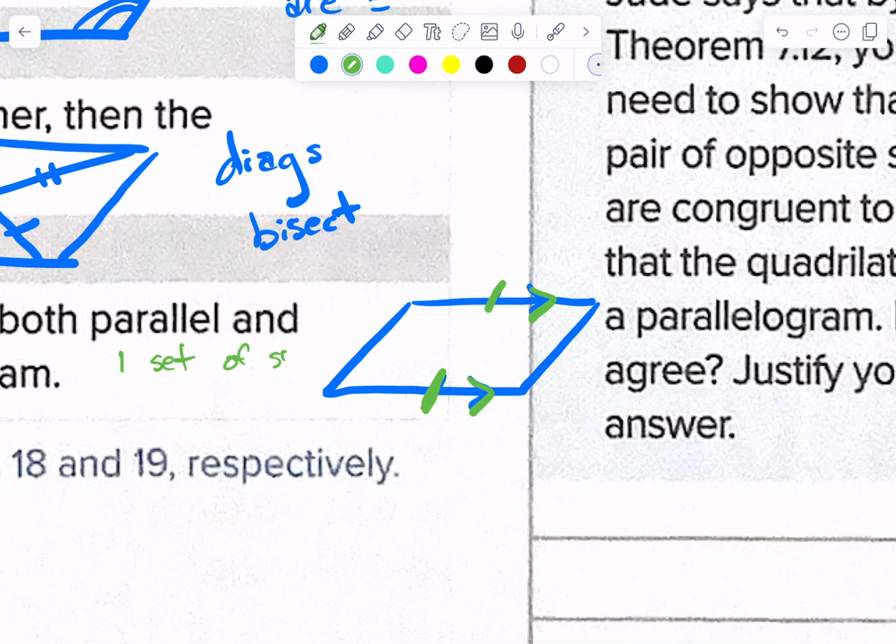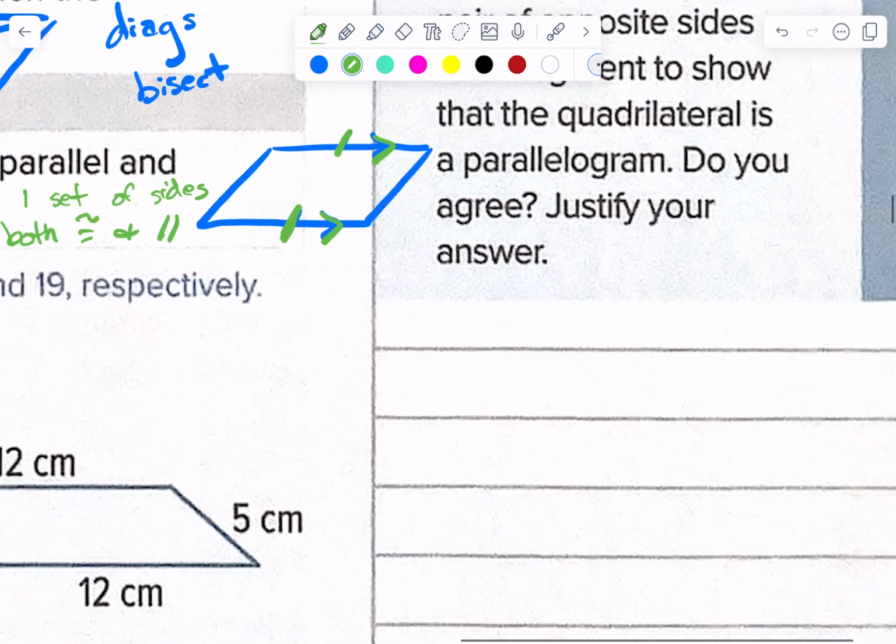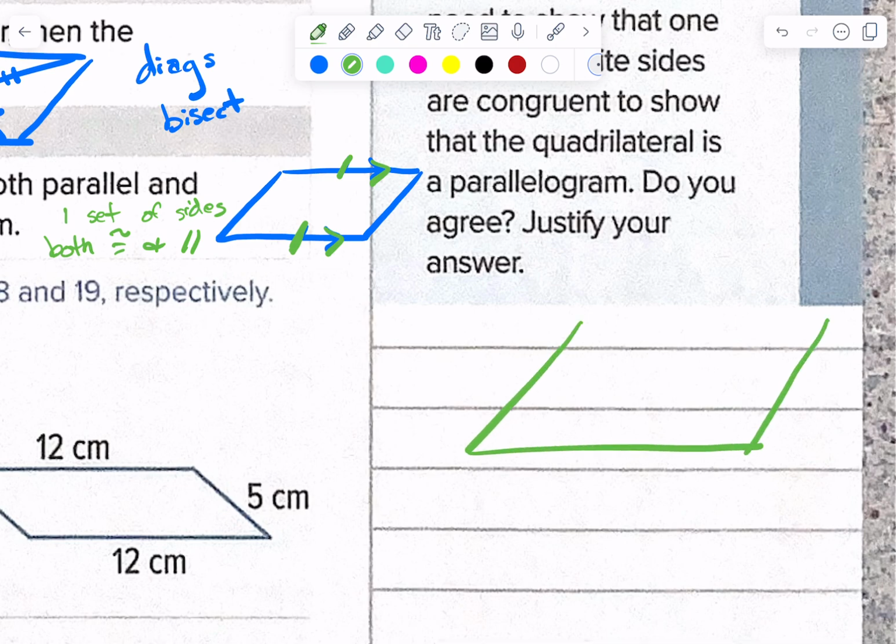One set of sides, both congruent and parallel. Okay? What happens if I do this? Is that a parallelogram?